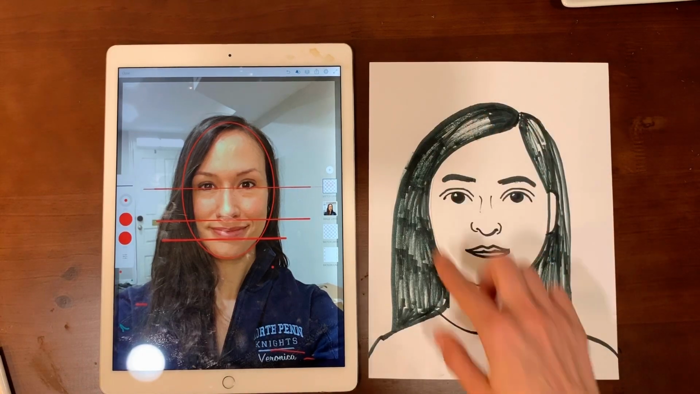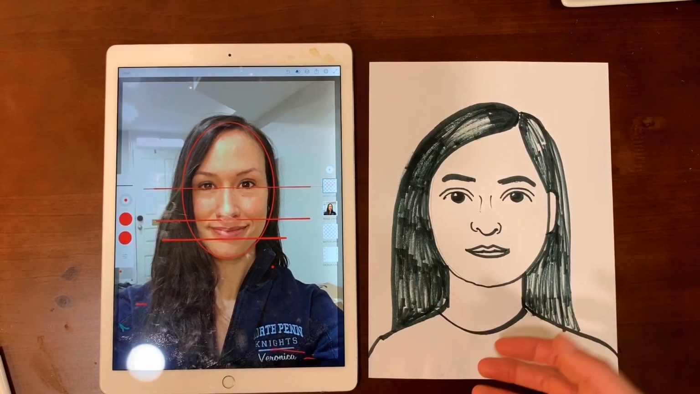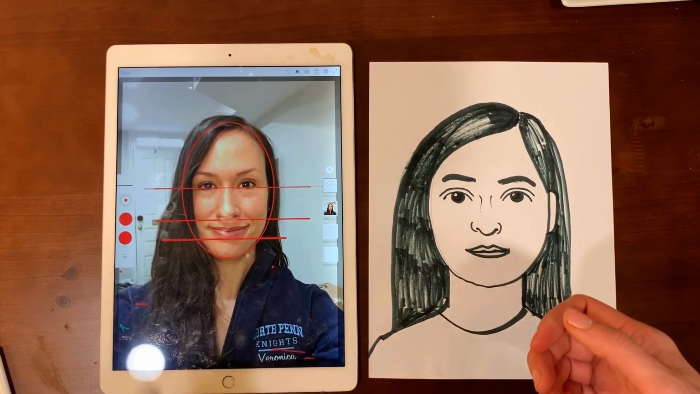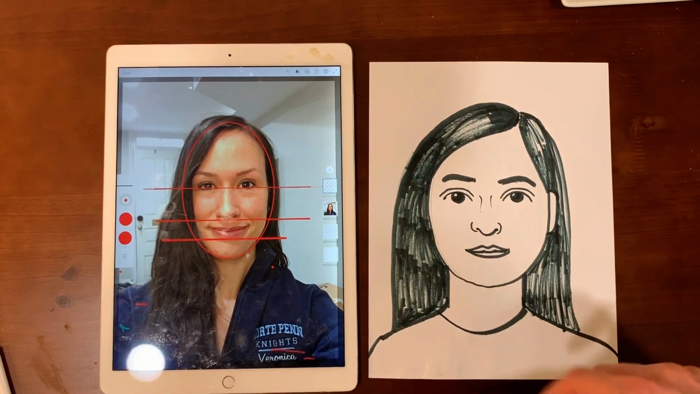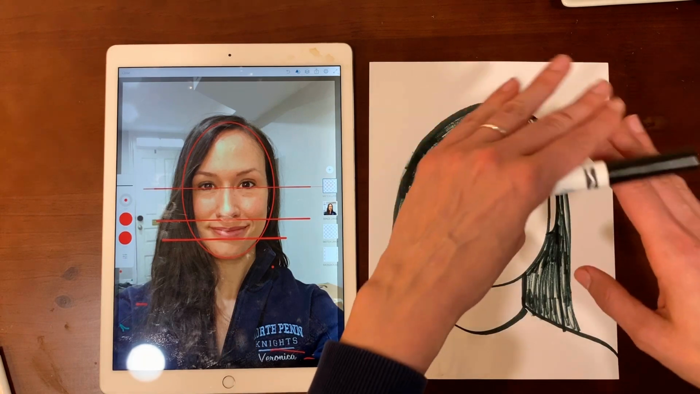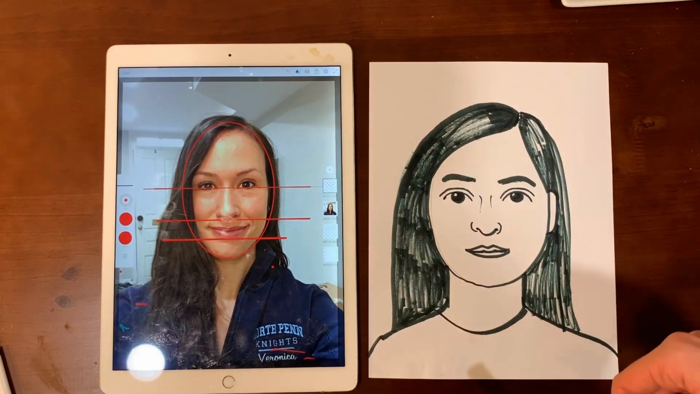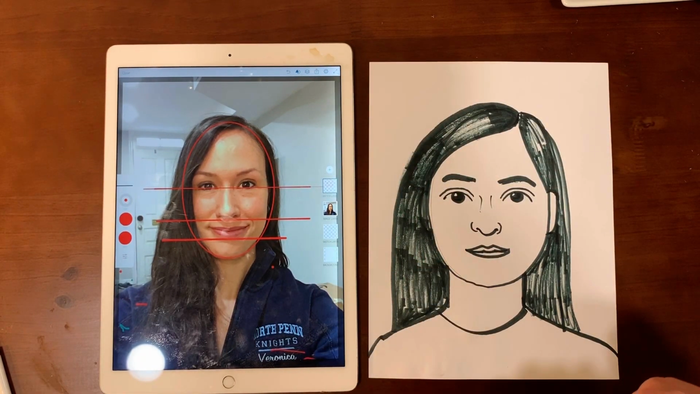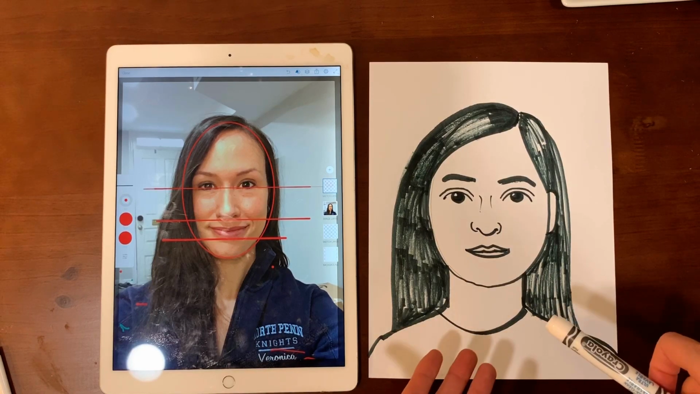See, now that we've added hair, it really brings our picture to life here. It looks much more realistic. Of course, if you have different hair than this, then it's going to look a little bit different. So I challenge you to look in the mirror and see how your hair actually looks when you're trying to draw it.